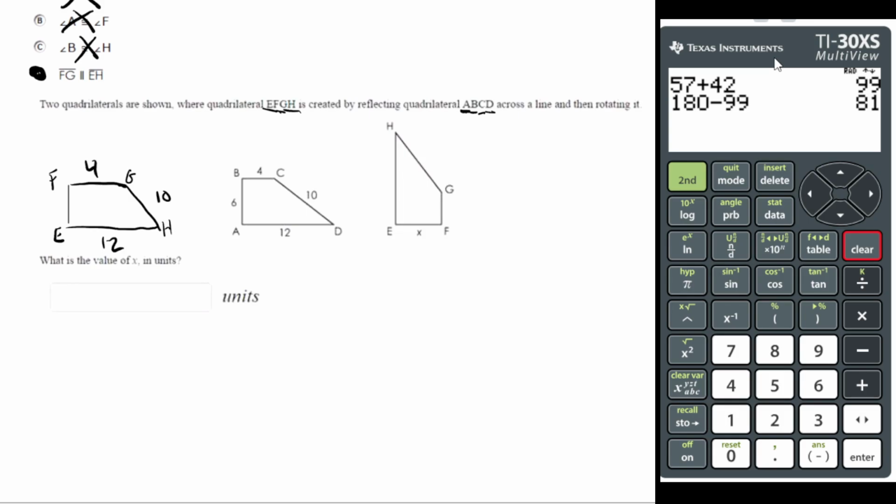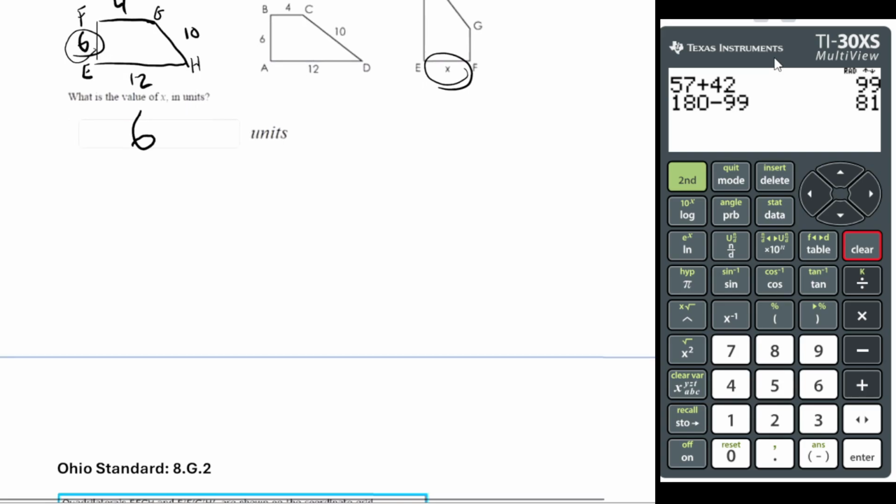And then we're going to copy the measurements, because again, this is just reflecting and then rotating. Reflecting is congruent, rotating is congruent. So what is the value of X? X is in between E and F. In between E and F is 6. Call it a day.